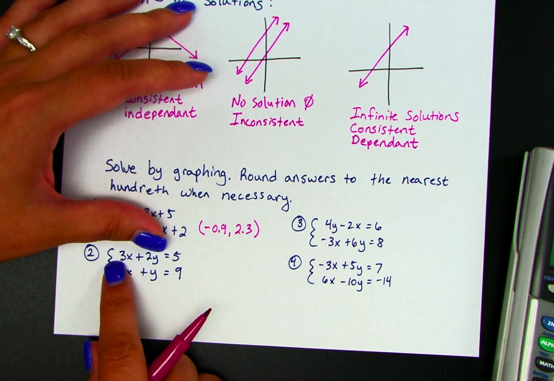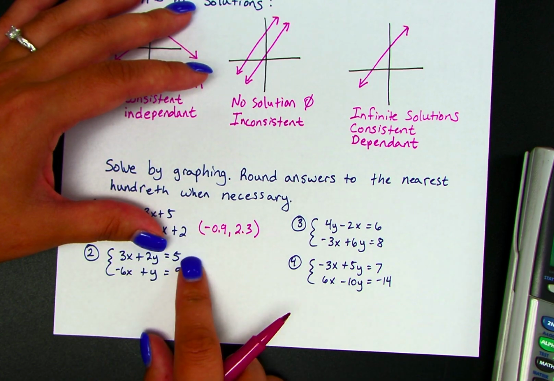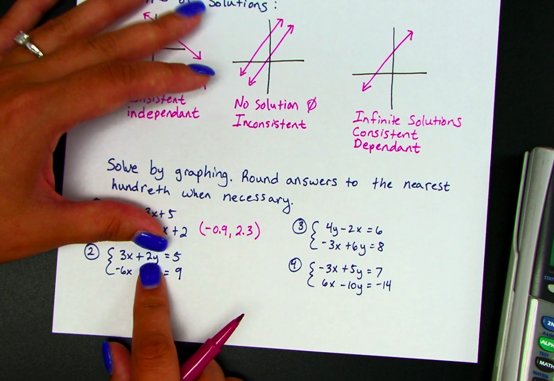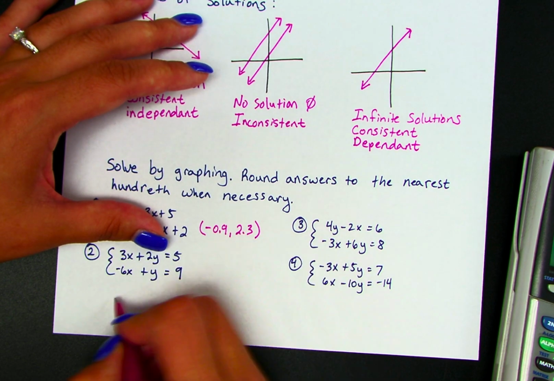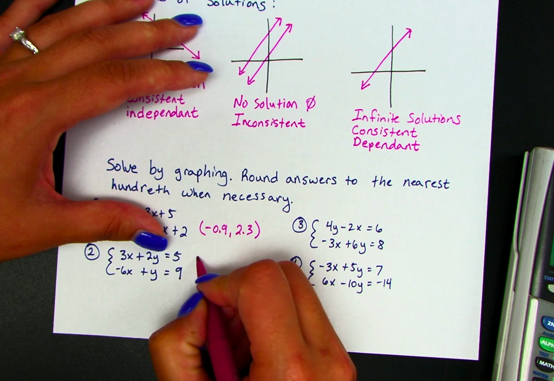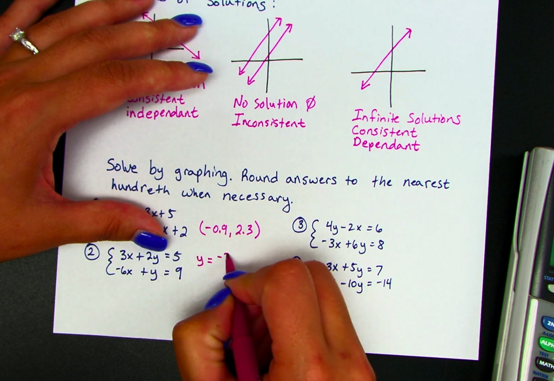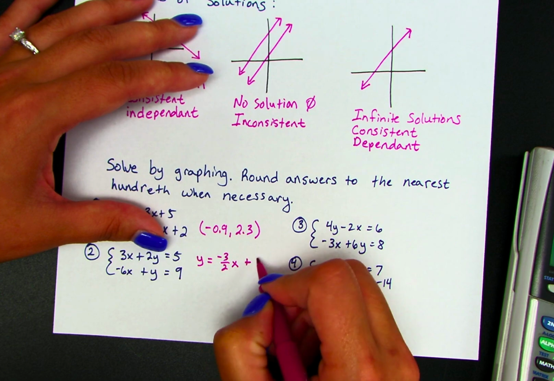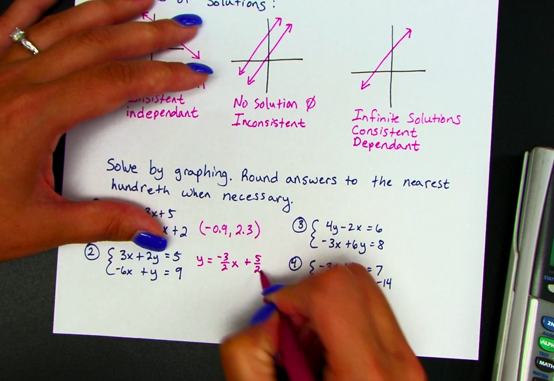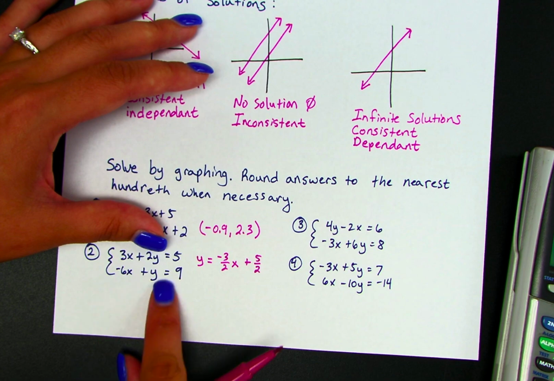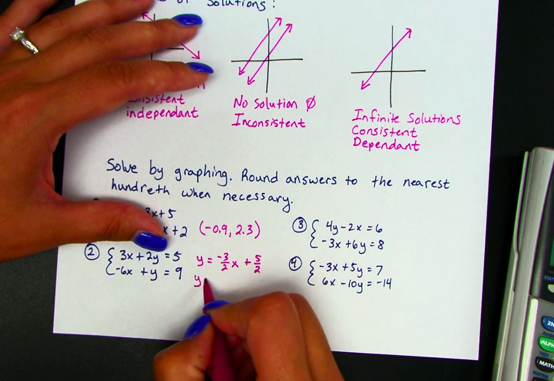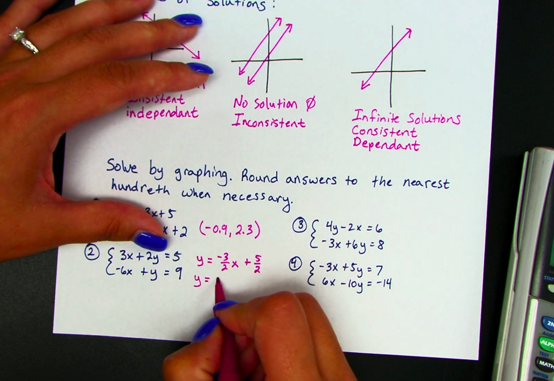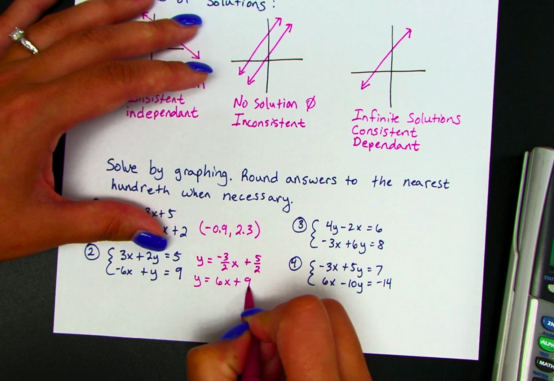So that means I'm going to subtract the 3x over, and as I do that, I'm going to divide by the 2. So we are going to graph y equals -3 over 2x plus 5 over 2. And then for this one, I just have to add the 6 over. So y equals 6x plus 9.